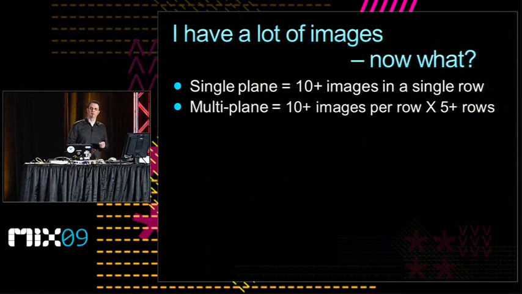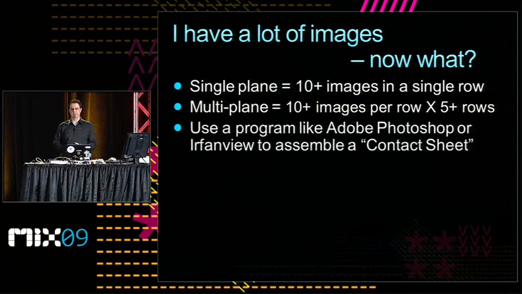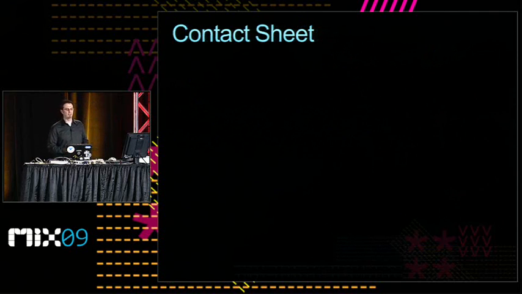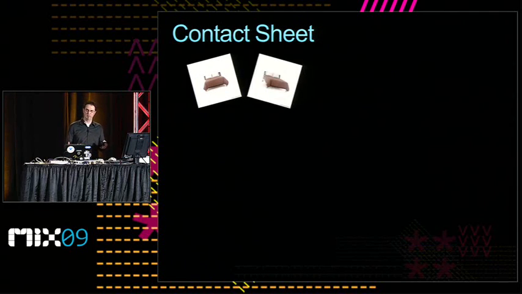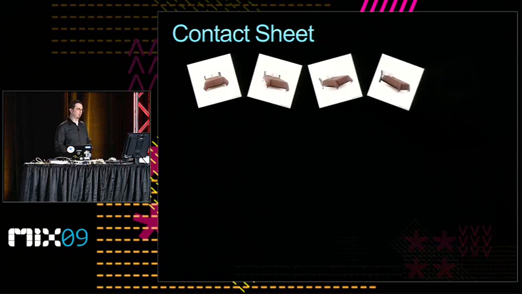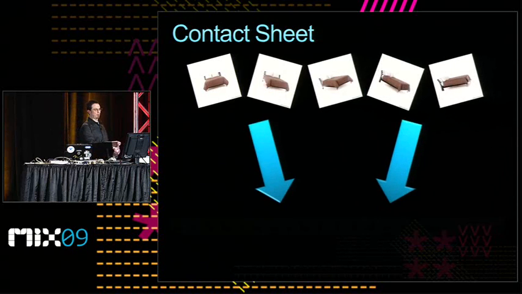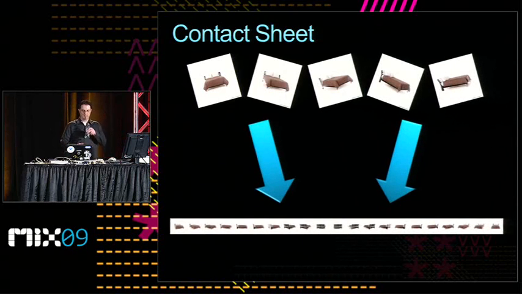The key word that you're looking for when you're doing that is contact sheet. A program like Adobe Photoshop or a freeware one that I prefer is called Irfan View. They have scripts or automated processes to create contact sheets for you. What a contact sheet actually does is take all those single images you have, process them, and basically produces a single image.